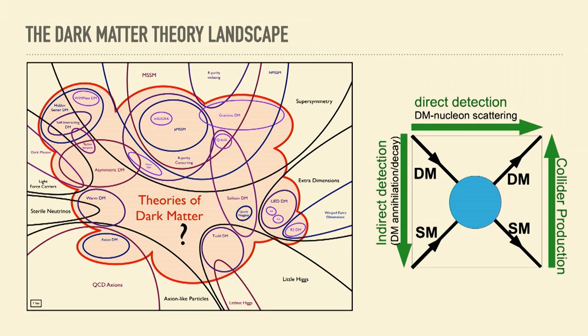Wave-like dark matter. OK, so whenever we talk about new ideas in dark matter, we always go back and talk about what the old ideas were. And what I want to point out to you are two things here. So on the right, what I'm showing you is the canonical picture that we've thought about dark matter detection for a really long time.